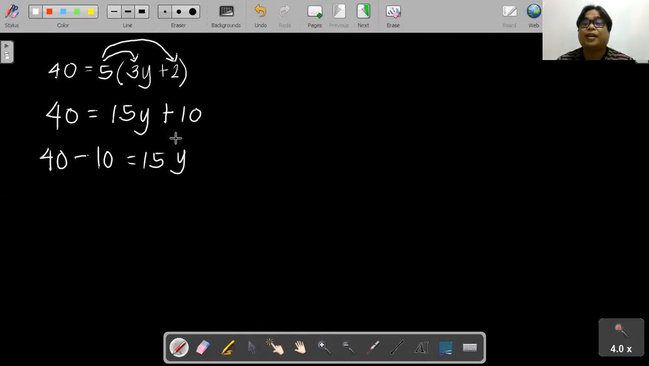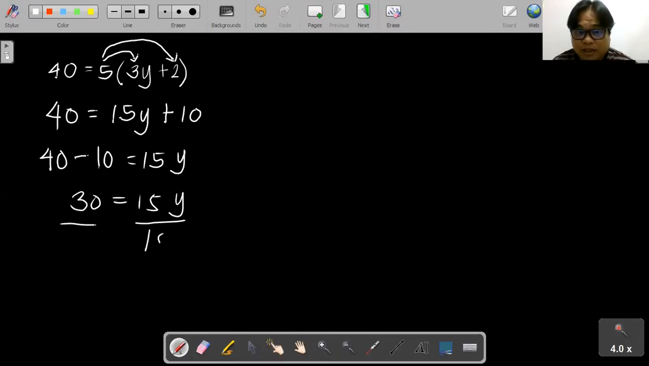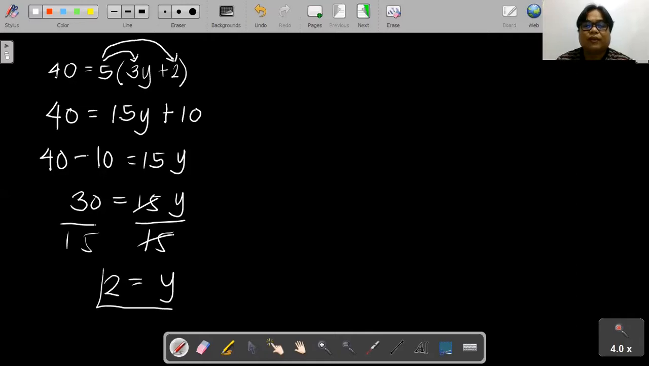15y. And then what's left to do is combine like terms. So let's subtract 40 minus 10, you get 30 is equals 15y. Since we're only after the value of y, we need to get rid of the coefficient 15, right? How? By dividing each side by that coefficient. So the 15 cancels out, and all you have left is y, and then 30 divided by 15, you get 2. So you now have the value of y, which is 2. Pretty easy, right?